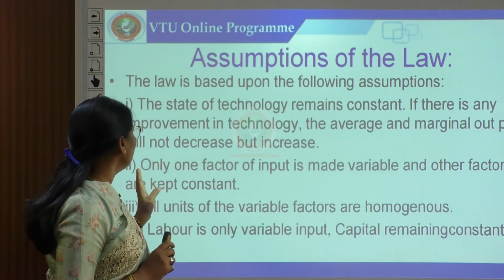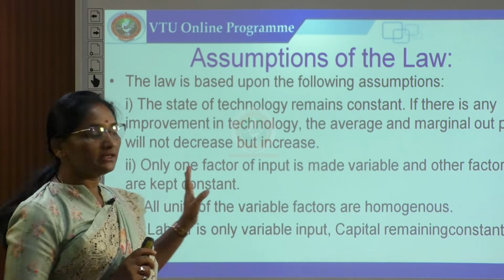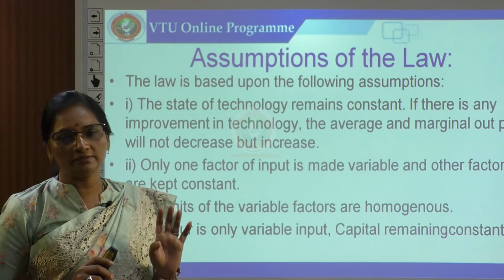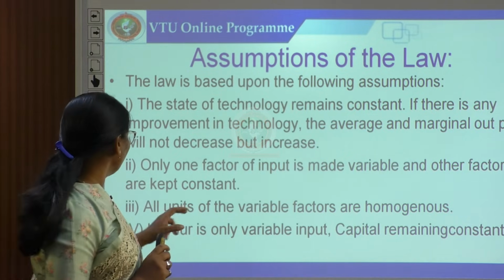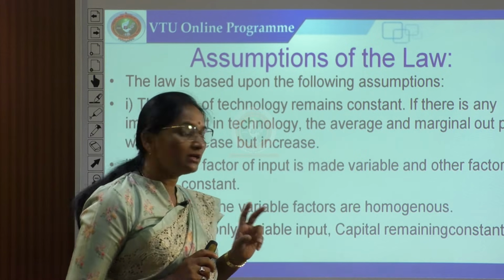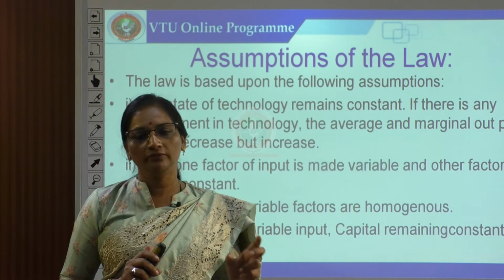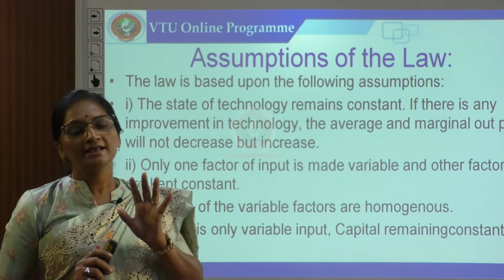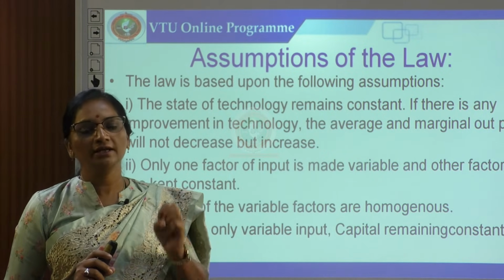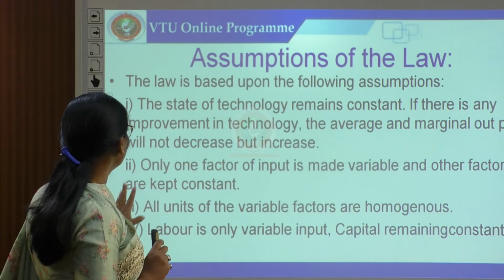The second is that only one factor of input is made variable and the other factor is kept constant. Means the fixed factor is constant here, only the variable factor is made to vary with the output level. And the third assumption is that all the units of the variable factor are homogeneous in nature. Means one unit of the input and another unit of the input are the same in quantity and quality. There are no changes in the nature of the inputs. All the inputs are homogeneous. This is the third assumption here.